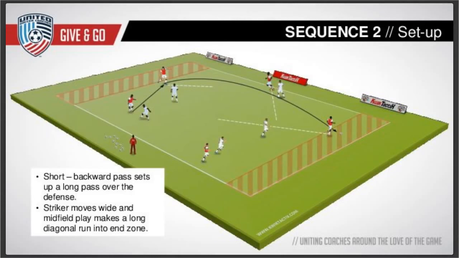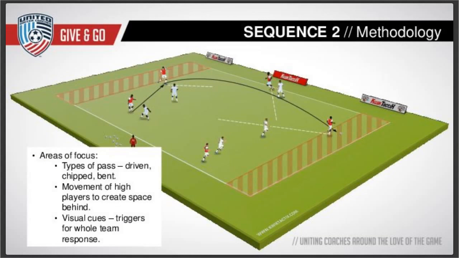As we see here, the player on the ball makes a backwards and short pass, which provides the opportunity for a long pass to a player running into the end zone. And that space has been created by the central striker moving into a wide and deep position, and the central midfield player, who was sitting in the middle of the field, then makes a run into the space vacated by the striker to receive the ball in the end zone.